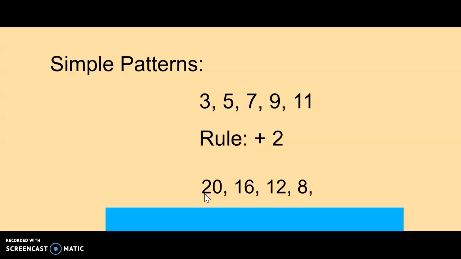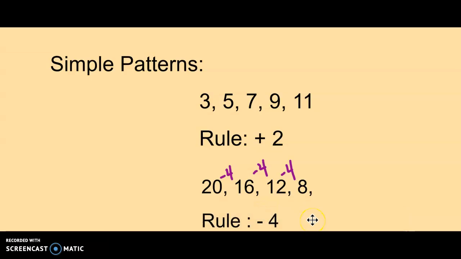So when I look at this, 20 minus what is 16? Well, 20 minus 4 is 16. So then I check and say, oh, 16 minus what is 12? Oh, 16 minus 4 is 12. And 12 minus 4 is 8. So because I have a consistent decrease of 4, my rule is subtract 4 each time.